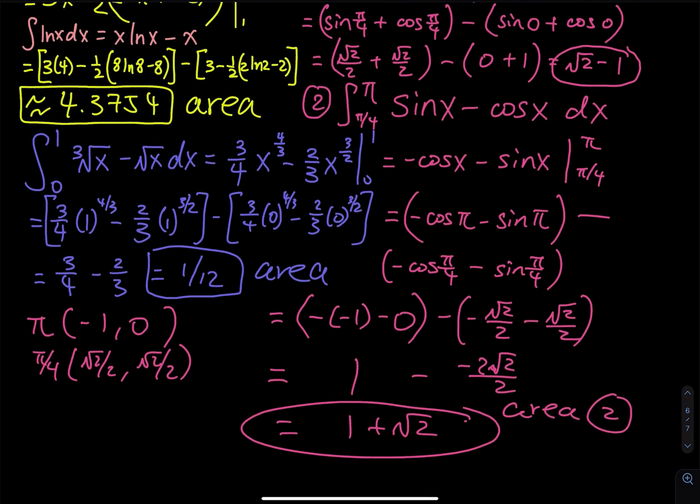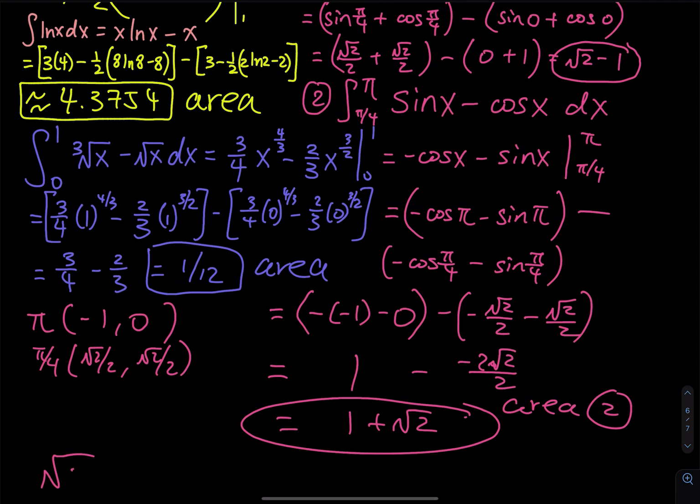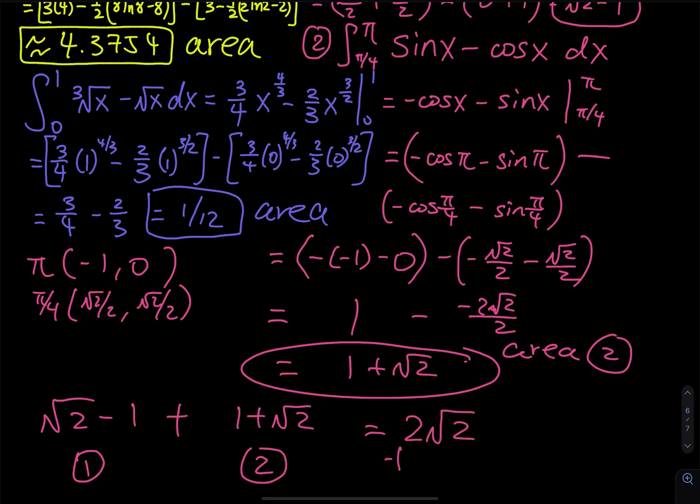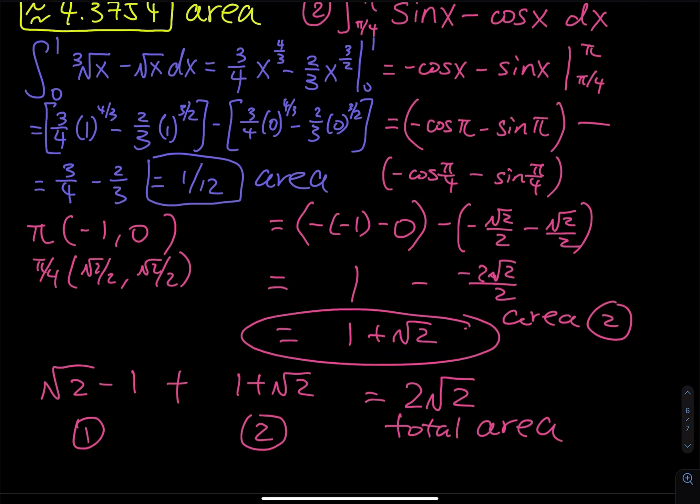So area 1 is √2 minus 1, and area 2 is 1 plus √2. So this is a 1, this is a 2, and then you add them, and what do you get at the end? The -1 plus 1 is gone, so you have √2 plus √2, which is equal to 2√2, right? So this is the total area. The total area, 1 plus 2. And this is approximately equal to 2.8284.